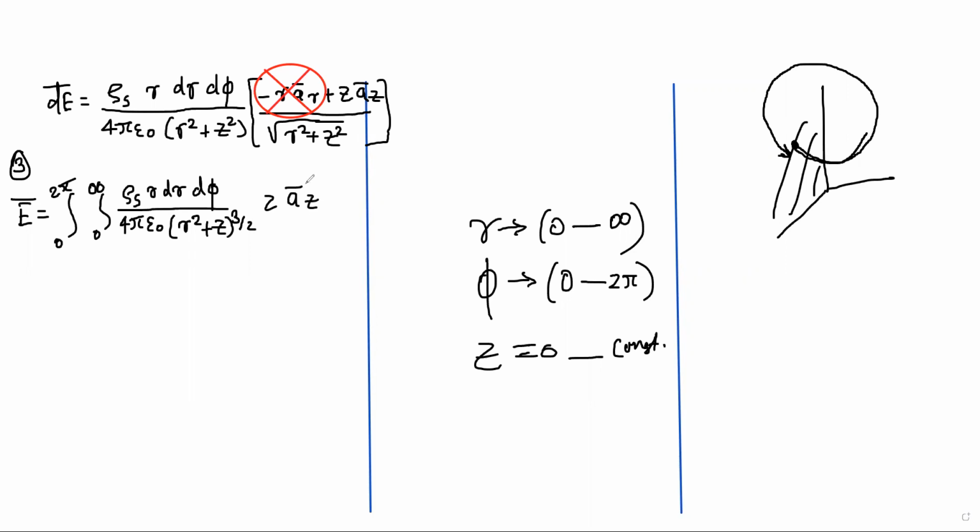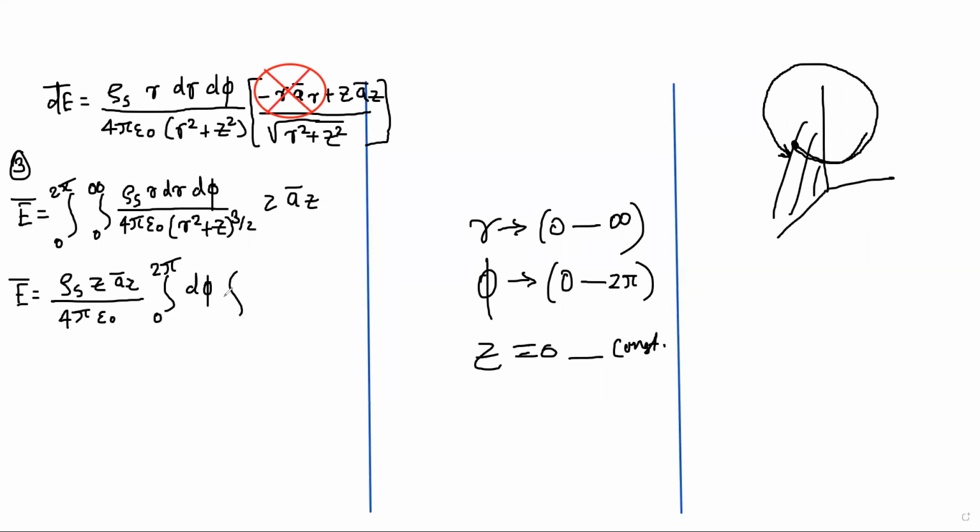Is it understood so far? Yes, sir. Okay, now let's move ahead. We have this electric field intensity. Let us take constant terms outside of the integration. So the thing is rho s z a bar z divided by 4 pi epsilon naught. Here, what will be there is 0 to 2 pi. I'm talking about phi only, so here it would be the d phi integration.